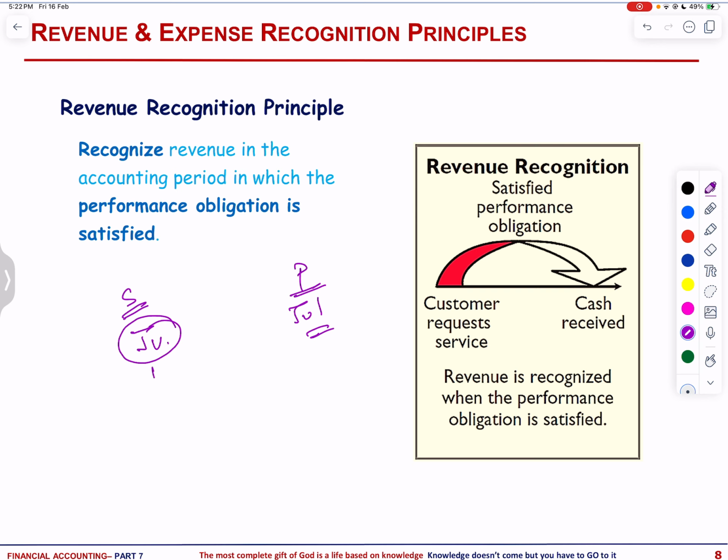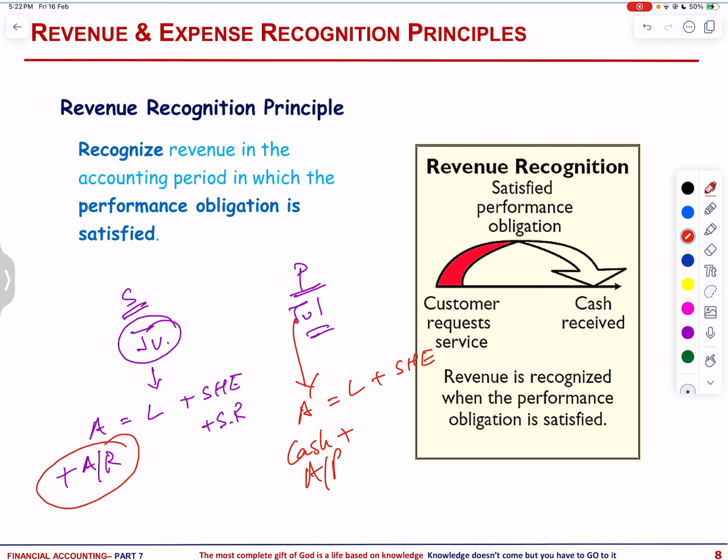So in the month of June, if we record it in the accounting equation, we are not receiving cash, so that is accounts receivable. We have already done the job of cleaning, so this is service revenue. So revenue is increasing and accounts receivable is increasing, although we are not receiving the cash. In the month of July, we are going to receive cash, so cash is going to increase and this accounts receivable is going to decrease.